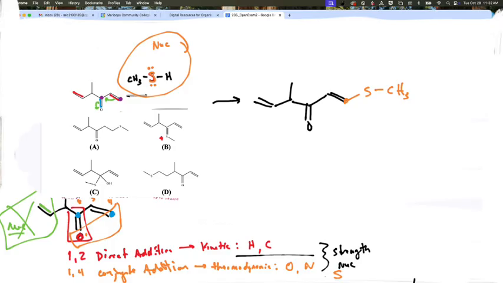Okay, so B would be off the map. C is off the map. Both of those are showing the 1, 2. We think it should be doing the 1, 4 because the sulfur is a weaker nucleophile. What happened in D? The nucleophile reacts with a nucleophile.